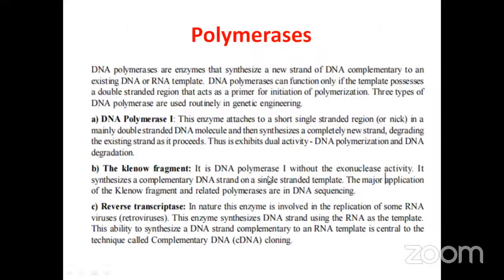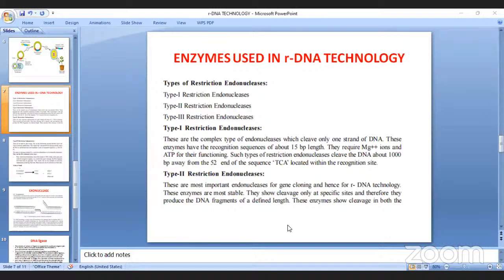Next one, polymerase enzymes. Polymerase enzymes come in three types: DNA polymerase 1, DNA polymerase 2, and DNA polymerase 3.